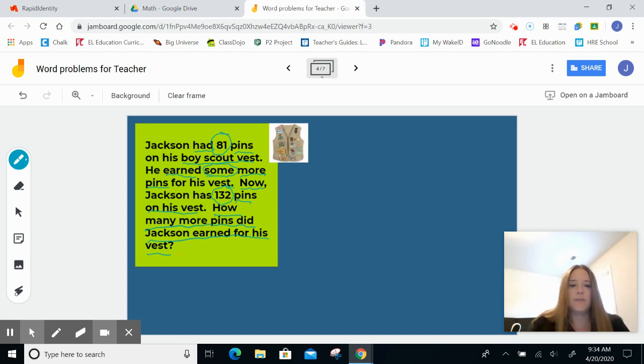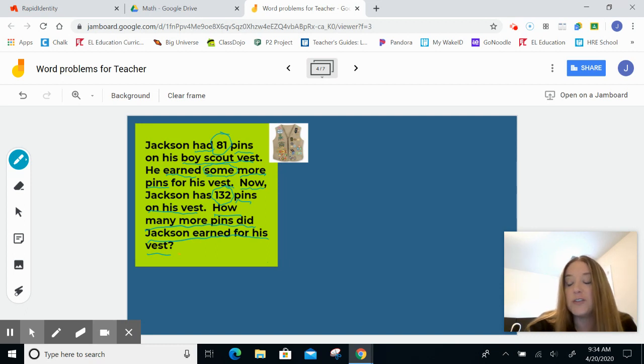Okay, guys. Here is when you need to make a movie in your mind. You have to just think about what's happening in the word problem. You have to draw a picture. Right here, I included a really good visual. So look at this picture as I walk you through it. Let's say right here, there's 81 pins on Jackson's vest. He earned some more pins on his vest. What does it mean to earn more?